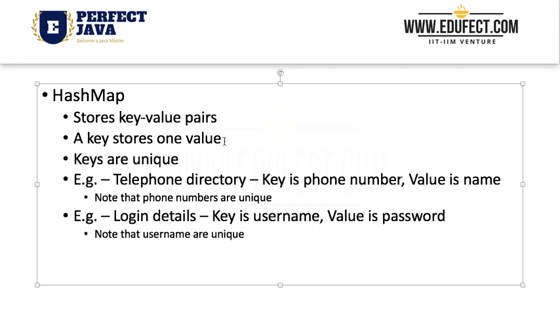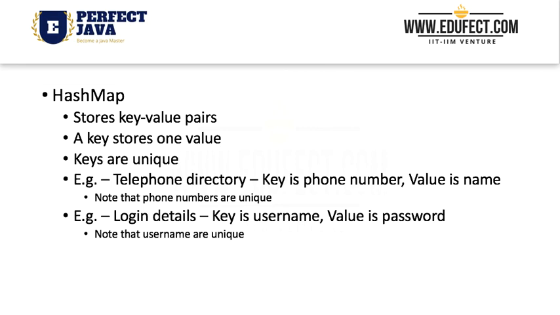Another example would be login details, which is username and password. So what will be the key here? The key here will be the username, because usernames are unique, and against a username I have one password, and the value is obviously the password.